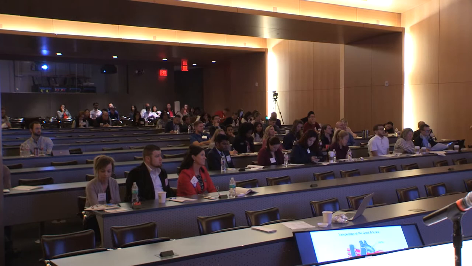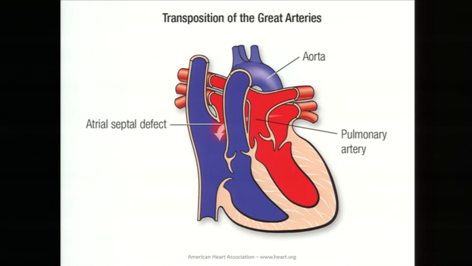Transposition of the great arteries, pretty straightforward, right? The aorta is coming off the right ventricle. The pulmonary artery is coming off the left ventricle. You have these two parallel circulations. Blue blood keeps going to the body. Pink blood keeps going to the lungs. Very inefficient system, obviously.